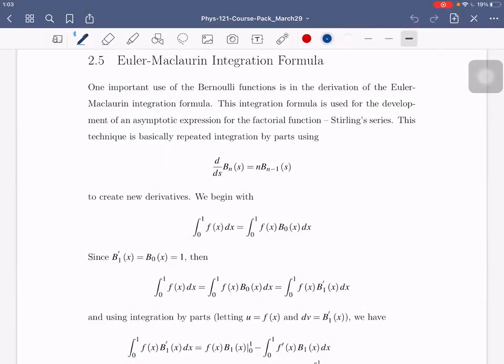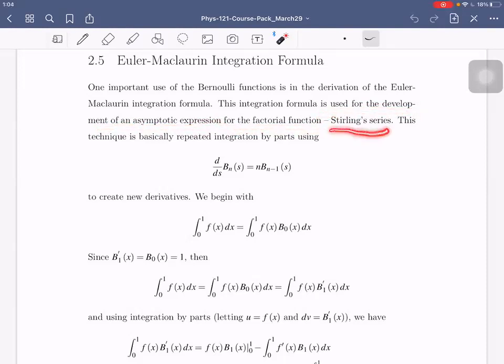So now we will discuss section 2.5, which is the Euler-Maclaurin integration formula. Before this, we have discussed the Bernoulli numbers and Bernoulli polynomials. So one application of the Bernoulli functions or polynomials is the derivation of the Euler-Maclaurin integration formula, which is really important especially in calculus, especially when you're doing integration, no? So this integration formula is used for the development of an asymptotic expression for factorial functions.